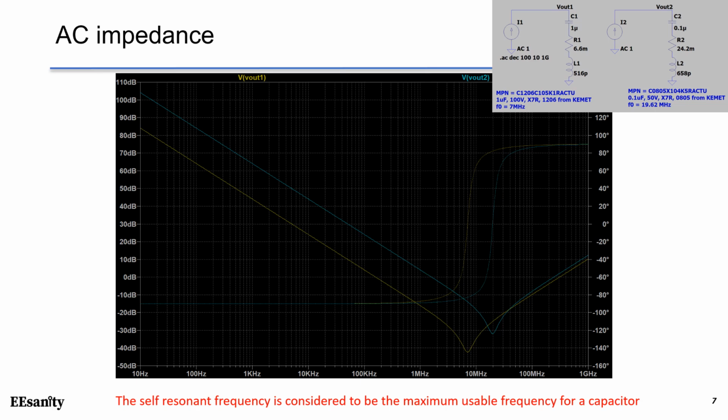This is the AC analysis of the two capacitors. The first capacitor, which is 1 microfarad, is plotted in yellow. The second capacitor is plotted in blue. The results match the MATLAB results we showed in previous lectures. The first capacitor has a resonant frequency of about 7 MHz. The second one has a resonant frequency of about 20 MHz. Again, the self-resonant frequency F0 is considered to be the maximum usable frequency for a capacitor. In this case, 0.1 microfarad can be usable up to 20 MHz.